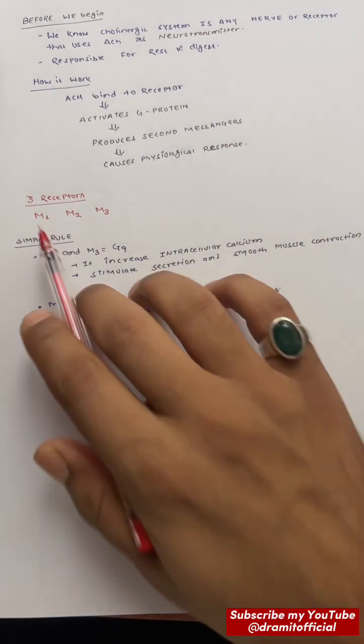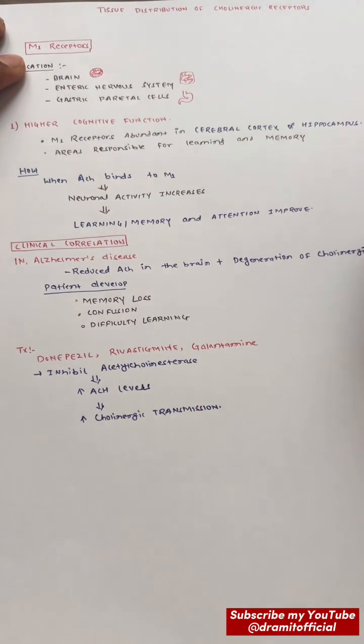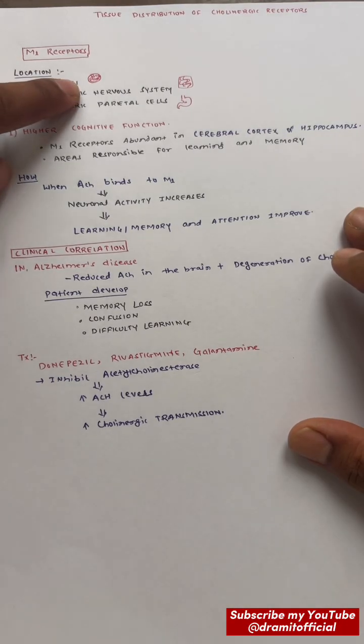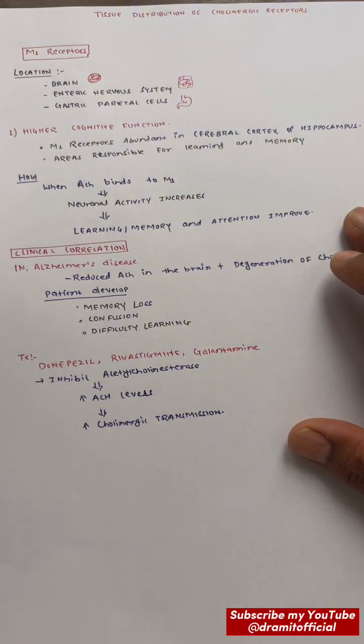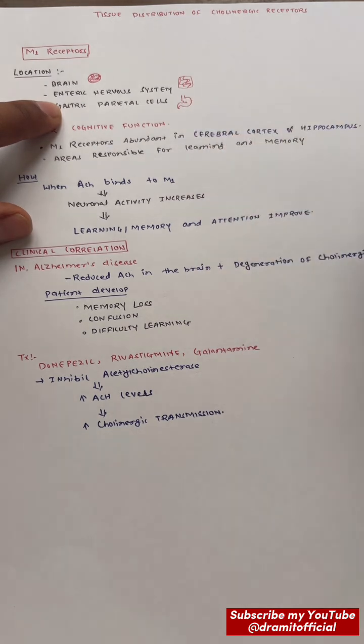Now let's start with the M1 receptor. First, where is it located? These M1 receptors are present in our brain. After that, in our enteric nervous system, which simply means the nervous system of your GI system. Then the gastric parietal cells: in the gastric parietal cells also it is present.